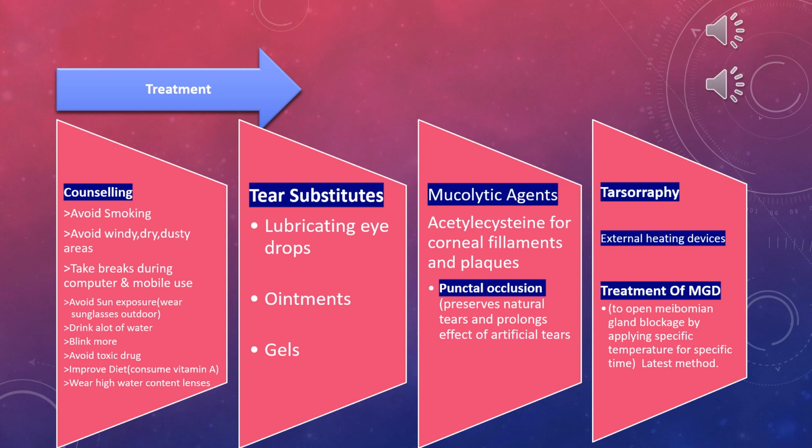The treatment options that we have for dry eye include, first of all, the counseling of the patient for environmental modification. We must guide the patient to avoid smoking, avoid windy, dusty and dry areas, take breaks during computer and mobile use, especially the 20-20-20 rule, that is, after every 20 minutes to look 20 feet away for 20 seconds, and enforce more blinking, drink a lot of water, avoid any toxic drug he is using that is causing harm to the eyes, improve vitamin A diet, wear high water content lenses, and stop any mishandling of the contact lenses.